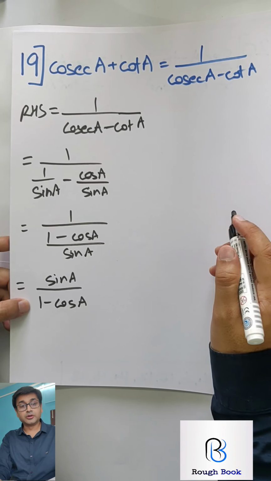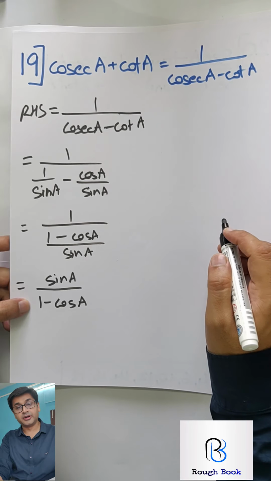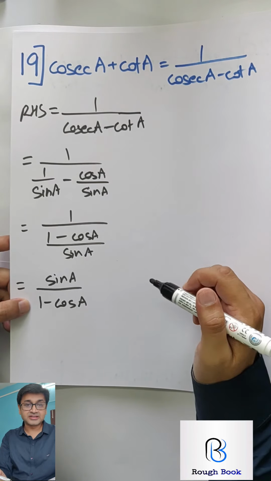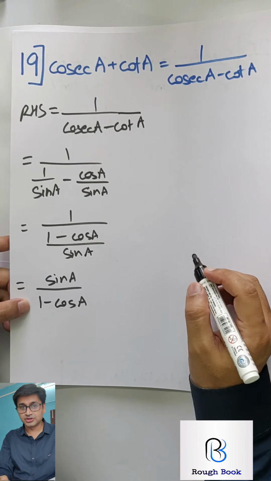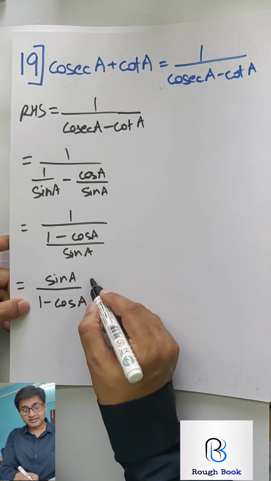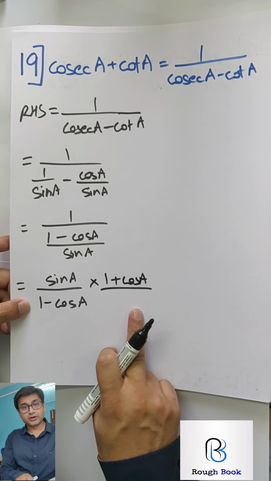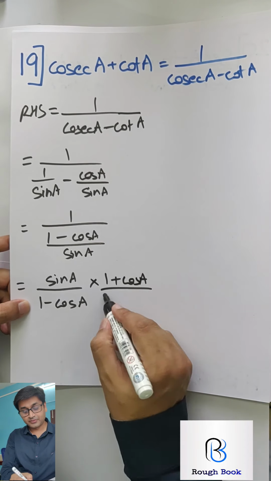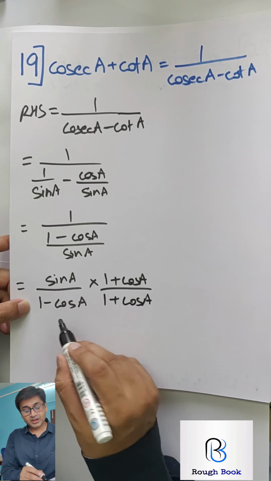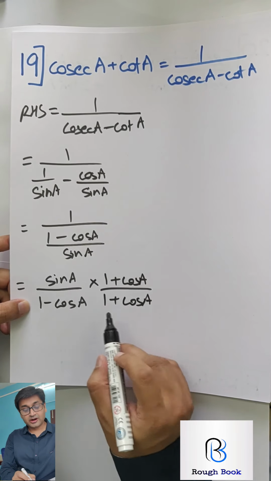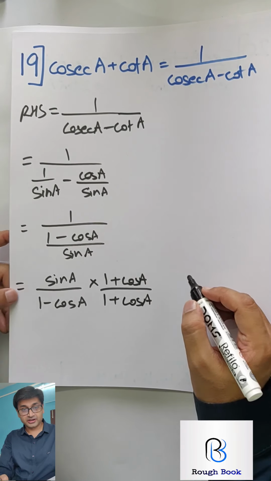Okay, so what you need to do is rationalize the denominator. This technique was taught to you in standard 9 first chapter, rational numbers. Do you remember? How will you rationalize this? So you take the conjugate. Conjugate means you take the opposite sign of this. If this is 1 minus cos A, you take 1 plus cos A. If this was 1 plus cos A, you would have taken 1 minus cos A. Are you getting it?